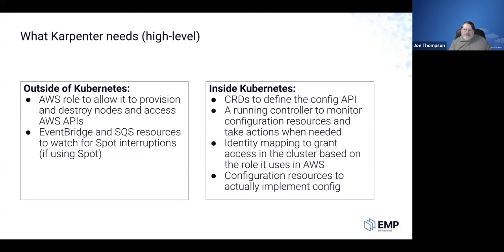Inside Kubernetes, of course, we have the CRDs to define those resources that I mentioned on the last couple of slides: the EC2 node class, the node pool, the node claim. There is a running controller that sits there and monitors the config resources that you create, and takes actions when it needs to. There is identity mapping. There are multiple ways to provide Karpenter with the credentials it needs. The current preferred one is to use the pod identity mapping feature in EKS, and that grants Karpenter access in the cluster based on the AWS role that you assign to it to use.